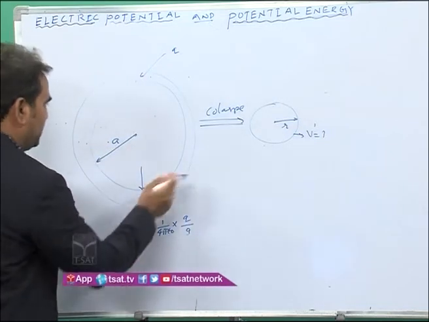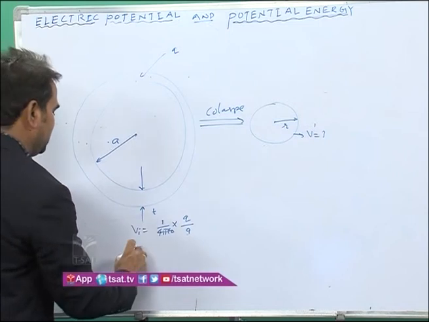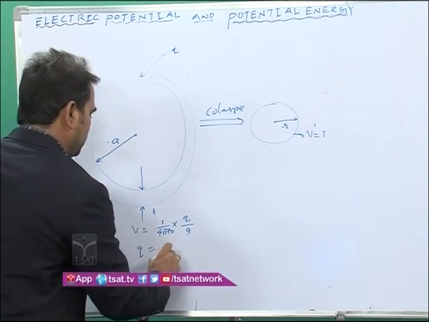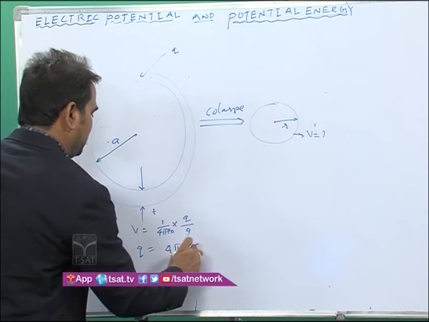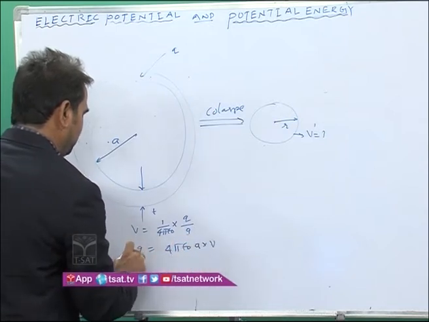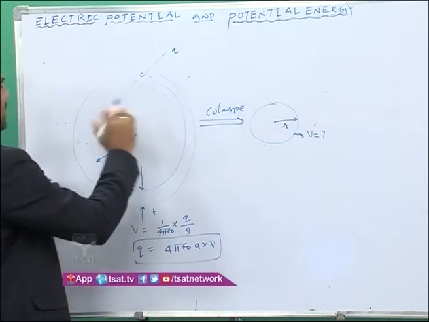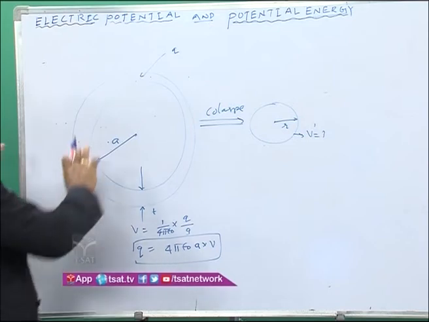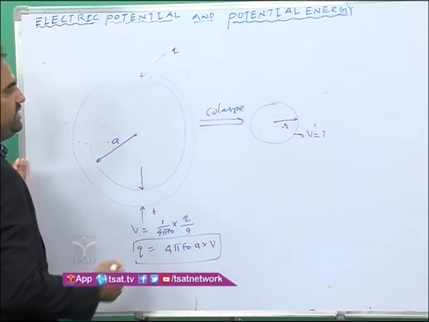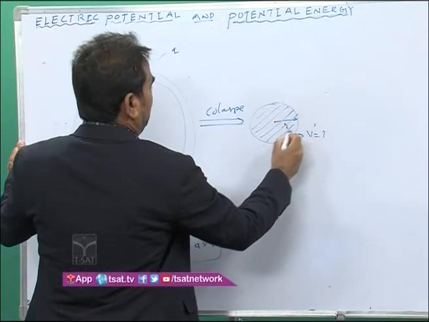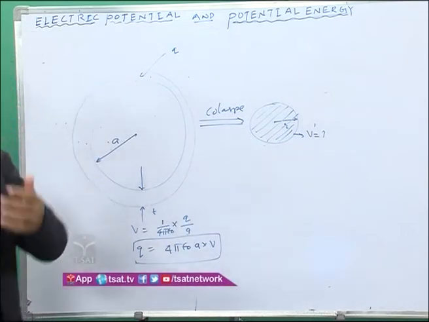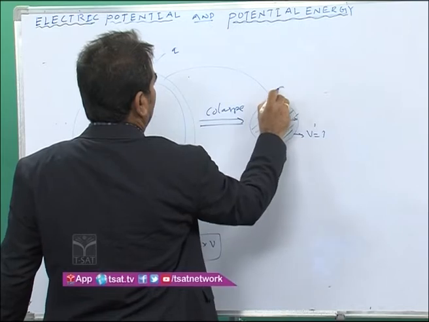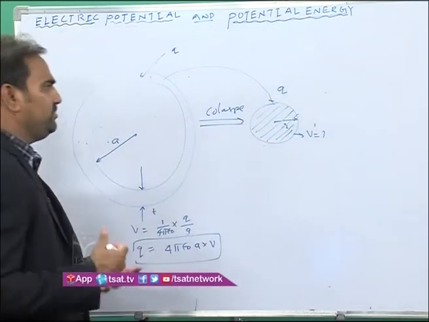So, q is the charge on the bubble at the initial condition. Since V_i is nothing but V, q is equal to 4 pi epsilon naught a into V. This is the charge on the conducting bubble. When it collapses and is converted into a droplet, the charge is conserved. The charge does not change; the charge on this droplet is nothing but q only.